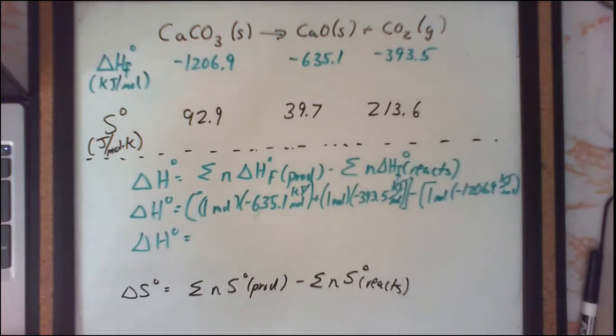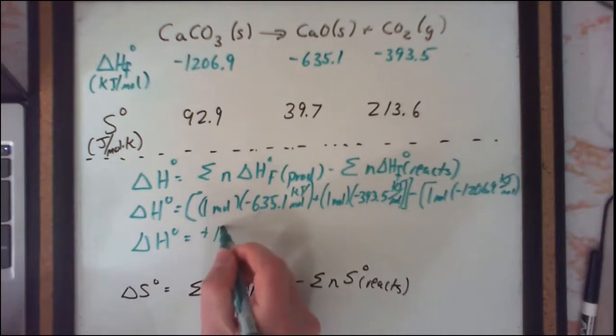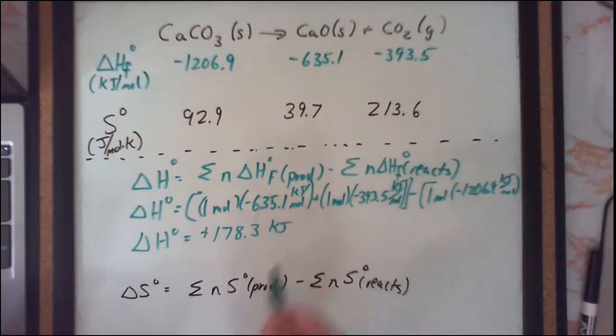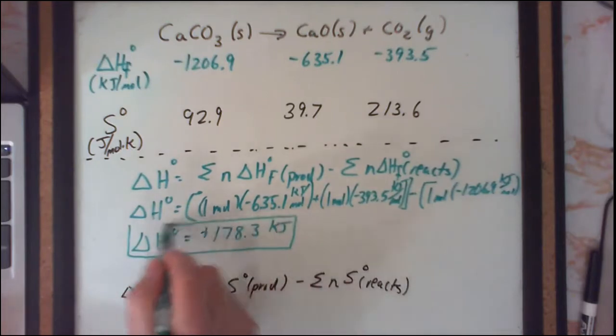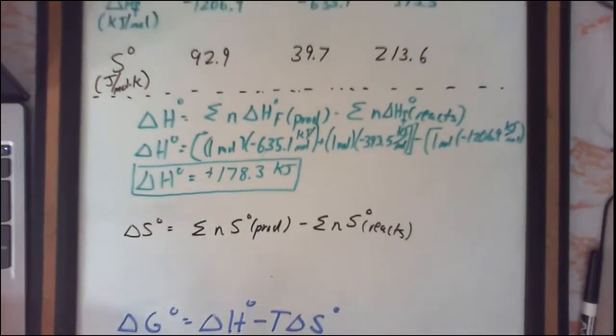So we plug all those numbers into our calculator. What we get is a positive 178.3 kilojoules. So this is an endothermic reaction. So we're going to keep that number in mind. And likewise, we did a very similar calculation, but this time we can calculate the change in entropy of a reaction using the respective molar entropies. So we'll plug those numbers in.